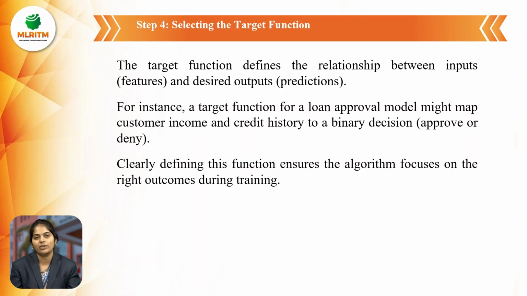Let's say we are going for any kind of loan. First, they will check the customer income and credit history. Based on that, a particular candidate is eligible for the loan. So like that, we'll check the criteria so that we can approve the loan or deny the loan. And clearly defining this function ensures that the algorithm focuses on the right outcomes during the training.